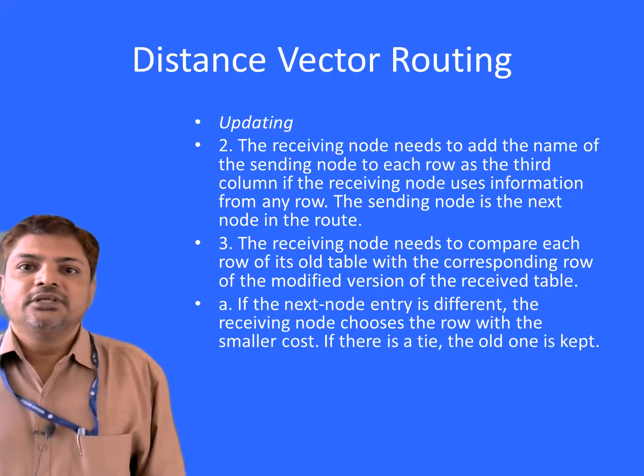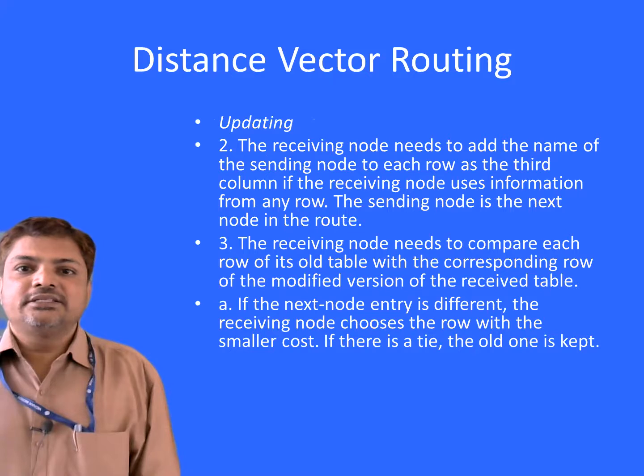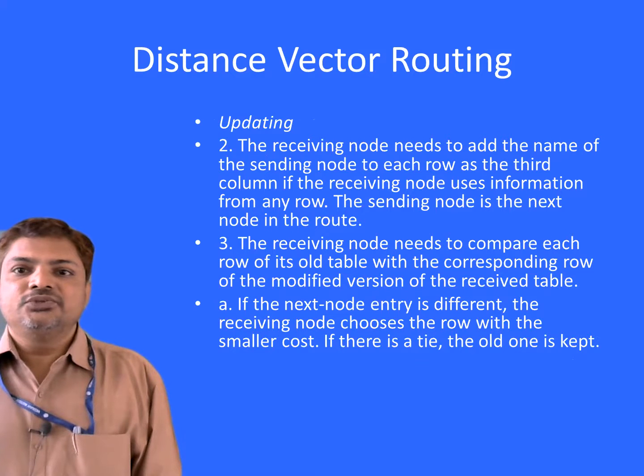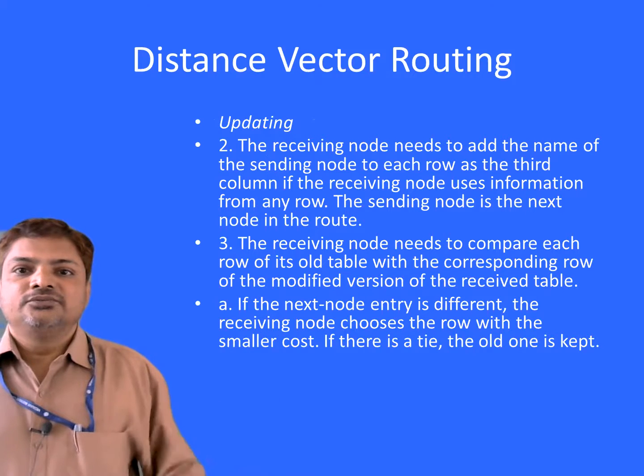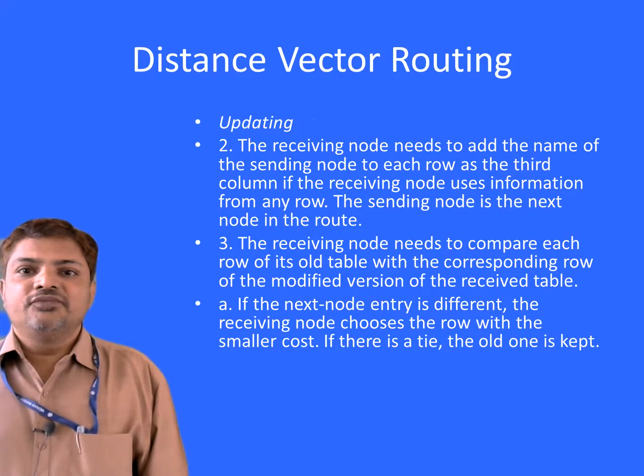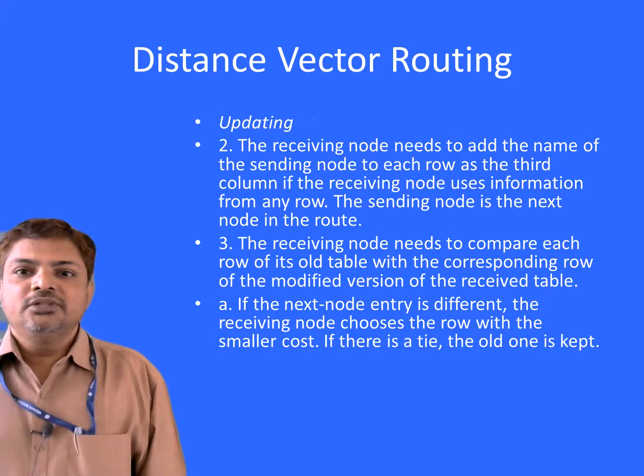Updating, second point. The receiving node needs to add the name of the sending node to each row as the third column. If the receiving node uses information from any row, the sending node is the next node in the row.